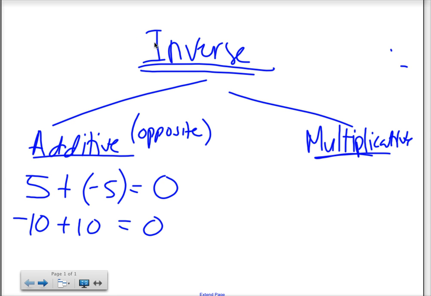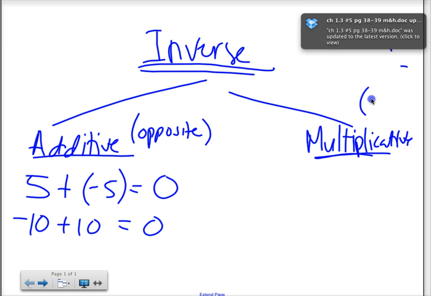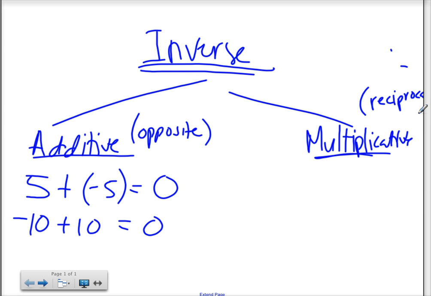Okay, then move on to multiplicative inverse over here. Another term for multiplicative inverse is reciprocal. You know what reciprocals are, right? So for instance, what is the reciprocal of 5?